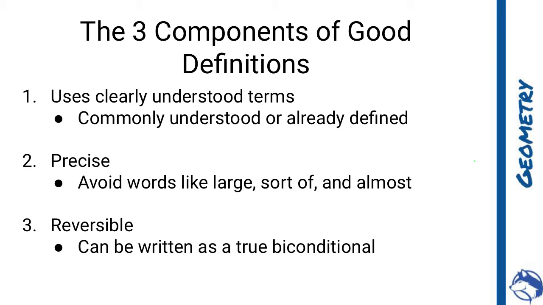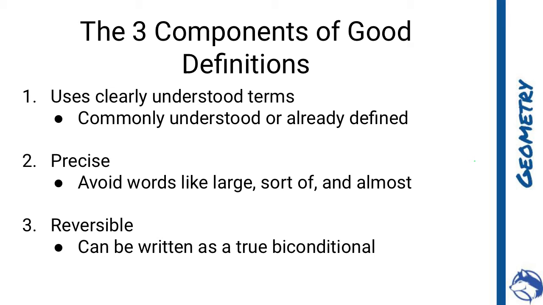So there are three components of good definitions, and the definition needs to have all three of these to be considered a good one. So one, it has to use clearly understood terms, so commonly understood or already defined. So it's nothing new to people or anything like that. It needs to be precise, so you have to avoid words like large, sort of, and almost. It should be very clearly defined as to the amount you're talking about.